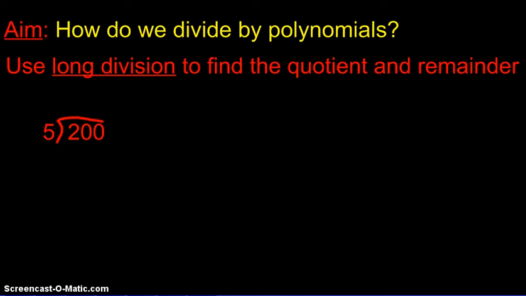So just like we were able to draw a parallel between two-digit multiplication and multiplying polynomials, we can do the same thing for dividing them with standard long division. So let's refresh on how to do standard long division. First we're going to be dividing 5 into 200, or 200 divided by 5.